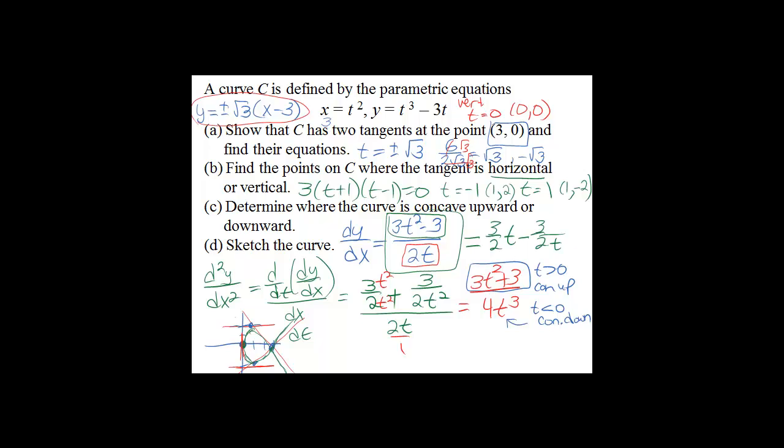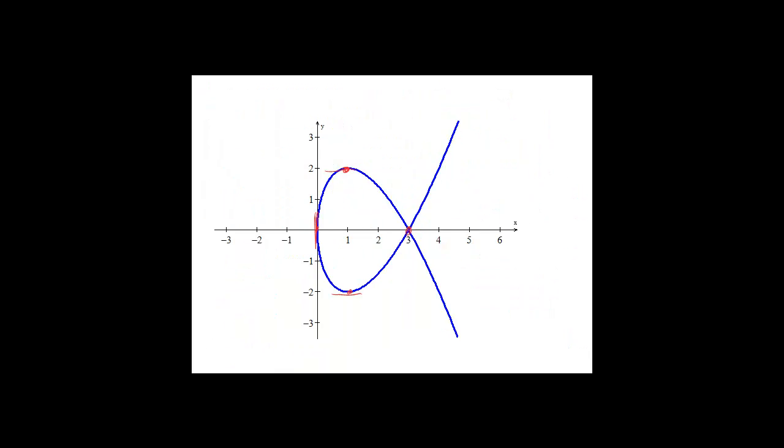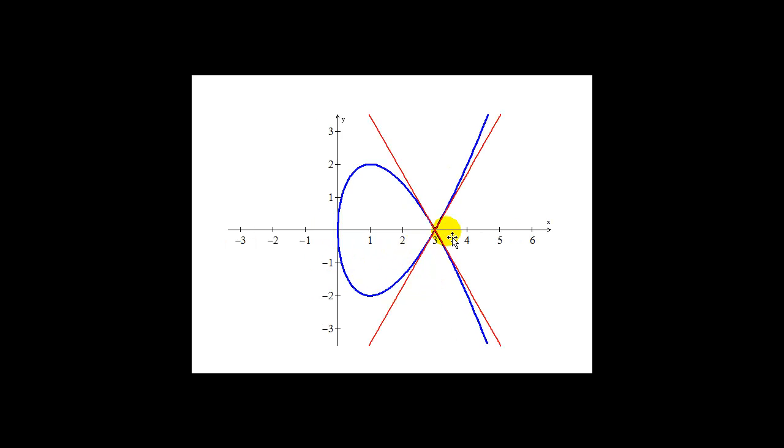So let's see how we did. Here is the graph of the curve. And you can see that at our key points that we had here, we have our horizontal tangents, our vertical tangent, and our tangents here that look like that square root of 3 times the quantity x minus 3, and negative square root of 3 times the quantity x minus 3.